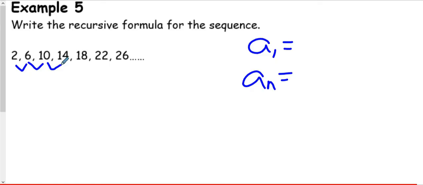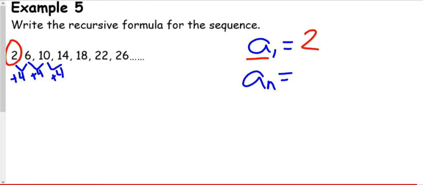So I'm thinking that from 2 to 6, we could either multiply by 3 or we could add 4. If I multiply by 3, then 6 times 3 does not make 10. But if I add 4, then 6 plus 4 does make 10. And 10 plus 4 does make 14. So I'm thinking that plus 4 is going to be that common difference. So let's start with A1. What did we find A1 to be? A1 is the very first term, so that is 2.